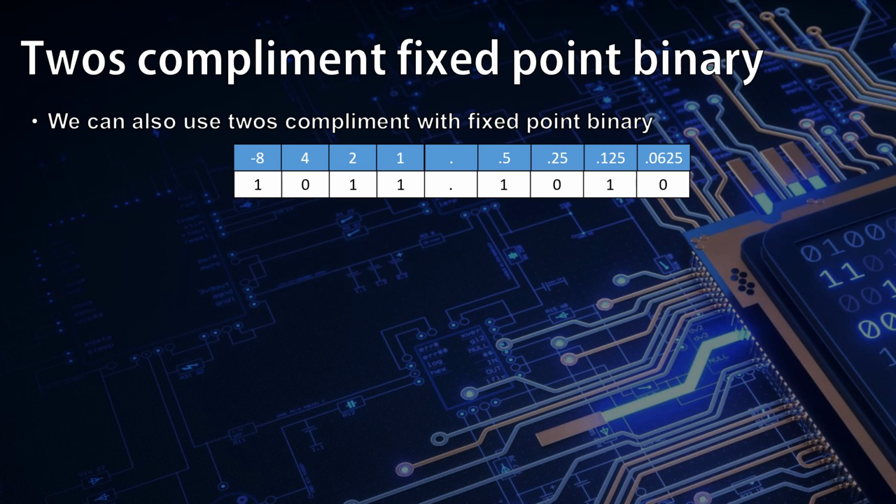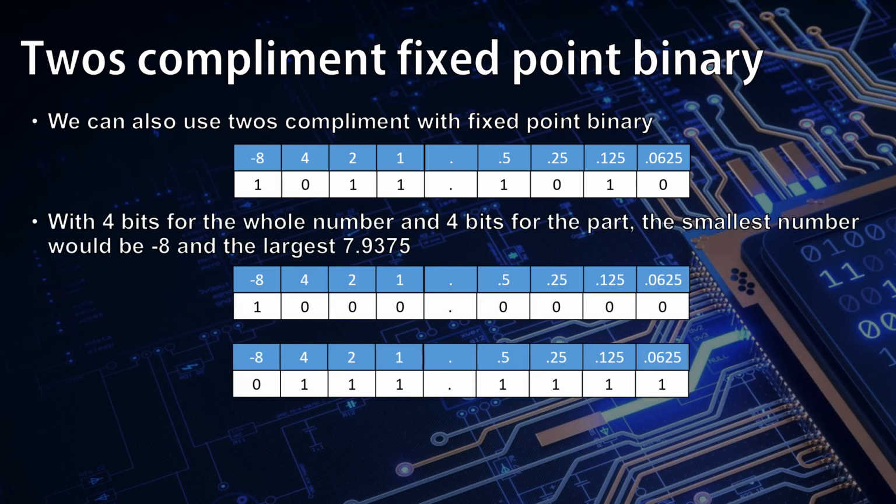With 4 bits for the whole number and 4 bits for the fractional part, the smallest number we could make in 2's complement fixed point binary would be minus 8. This would just be a 1 in the only negative column. The largest number we could make would be 7.9375. This involves putting a 1 in all the positive columns.